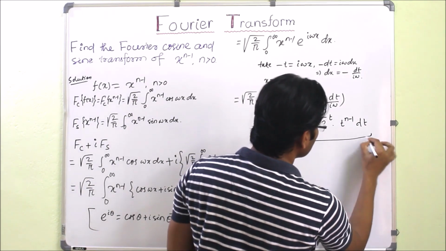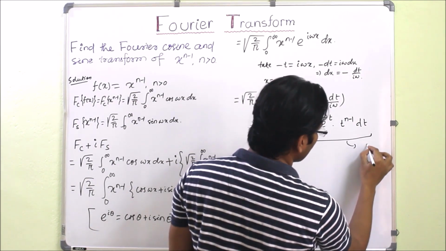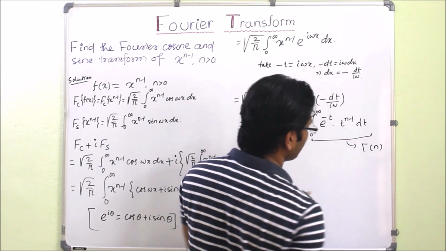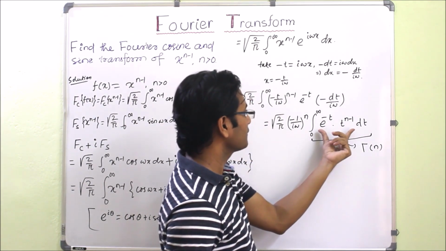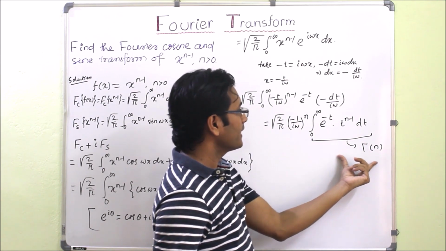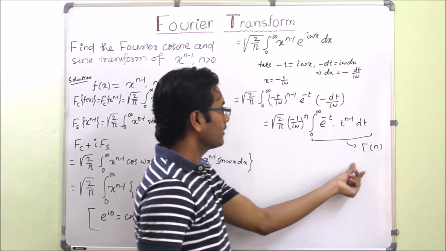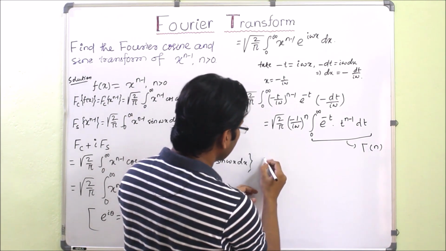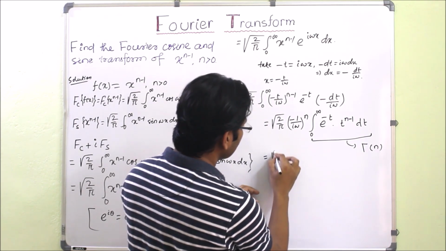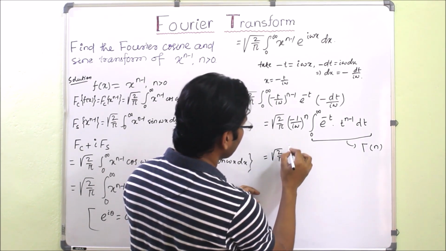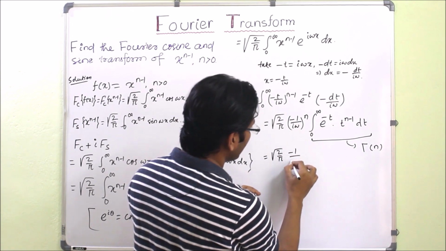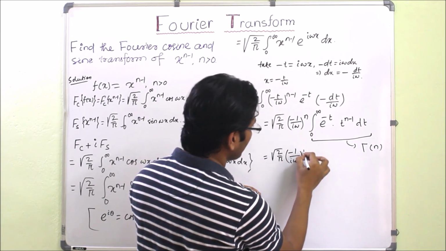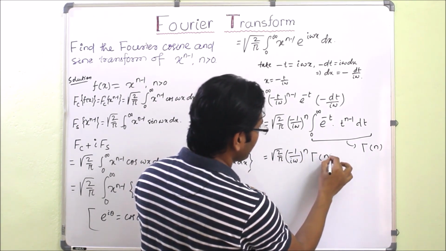So this is what we call gamma of n. So this is our gamma function, we define it like this, gamma of n. Now what will happen? Finally we will get square root of 2 by pi, minus 1 by i omega to the power n, then gamma of n.